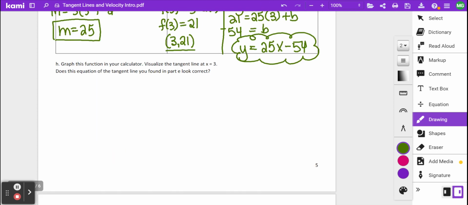So go ahead, again, you're going to use your calculator, graph the function, and see if it looks like it, and in fact, you can check on the table if both the tangent line and the original function contain the point (3, 21), and take a look at it and make sure it looks like it's tangent. I'm going to sketch a graph for you, but you can go ahead and pause this video while I do that.